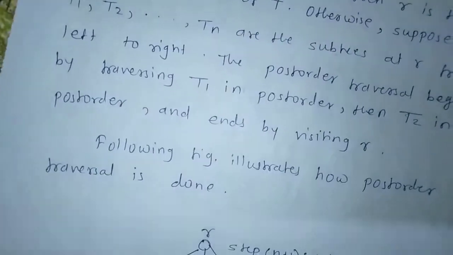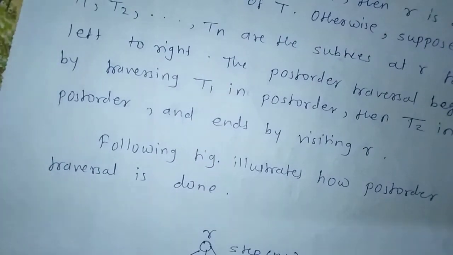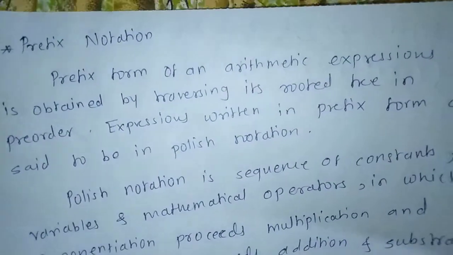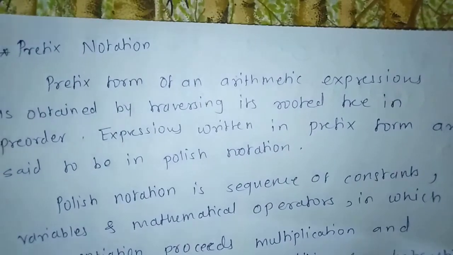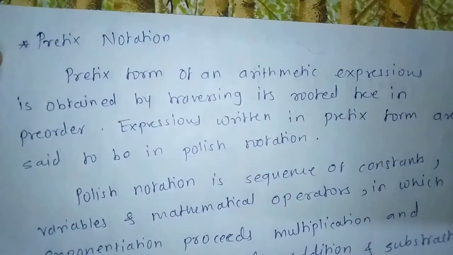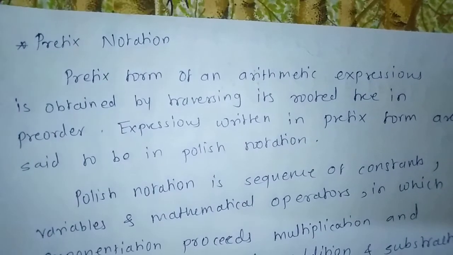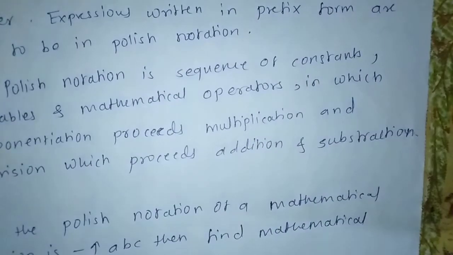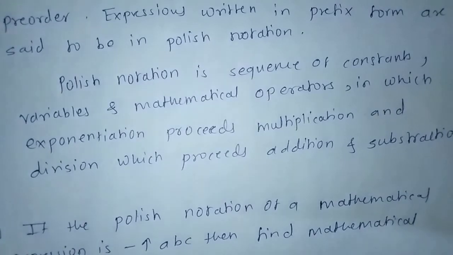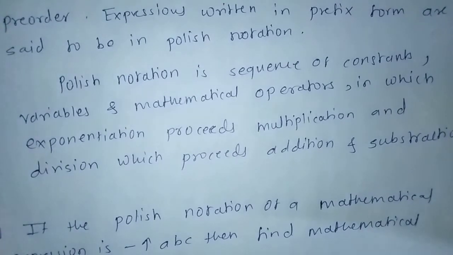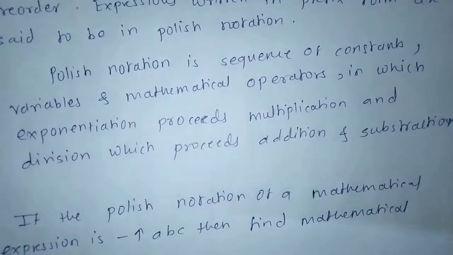Now we will see the next point, prefix notation. Prefix notation means the prefix form of an arithmetic expression is obtained by traversing its rooted tree in preorder. Expressions written in prefix form are said to be in Polish notation. Polish notation is a sequence of constants, variables and mathematical operators in which exponentiation precedes multiplication and division, which precede addition and subtraction.